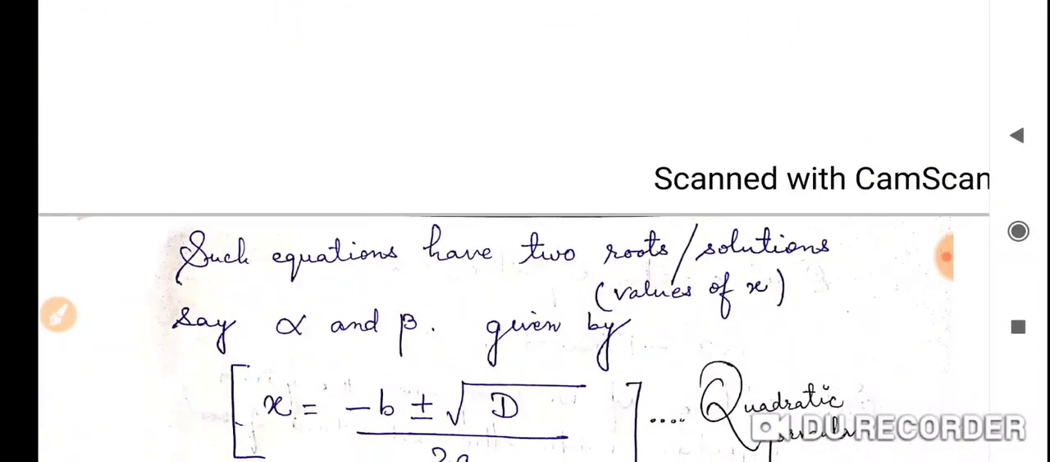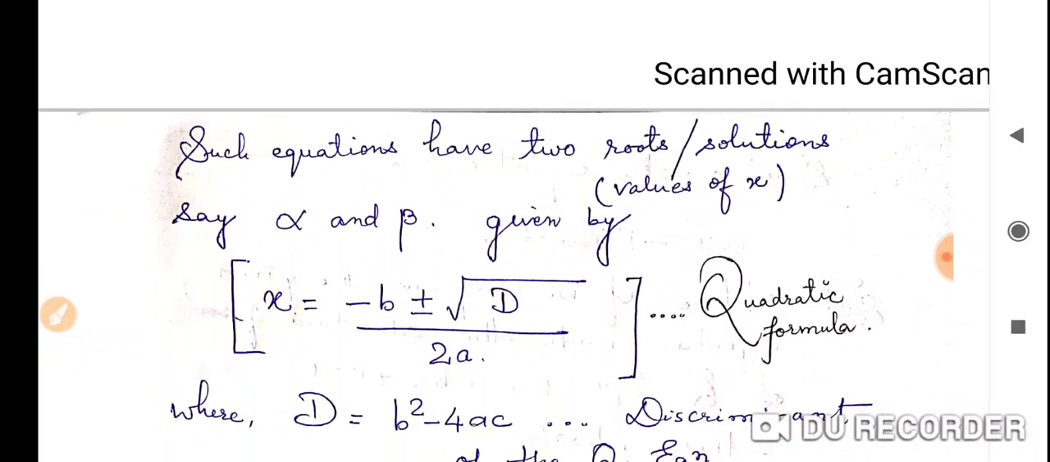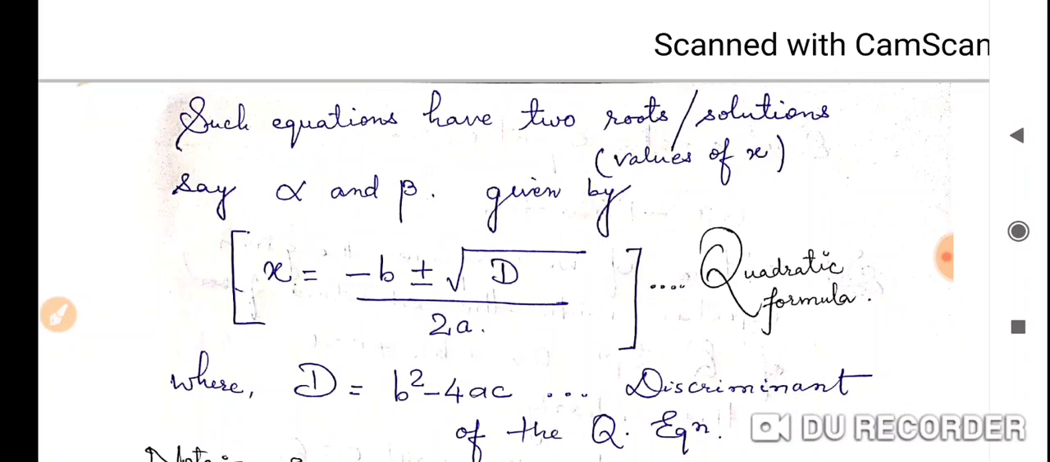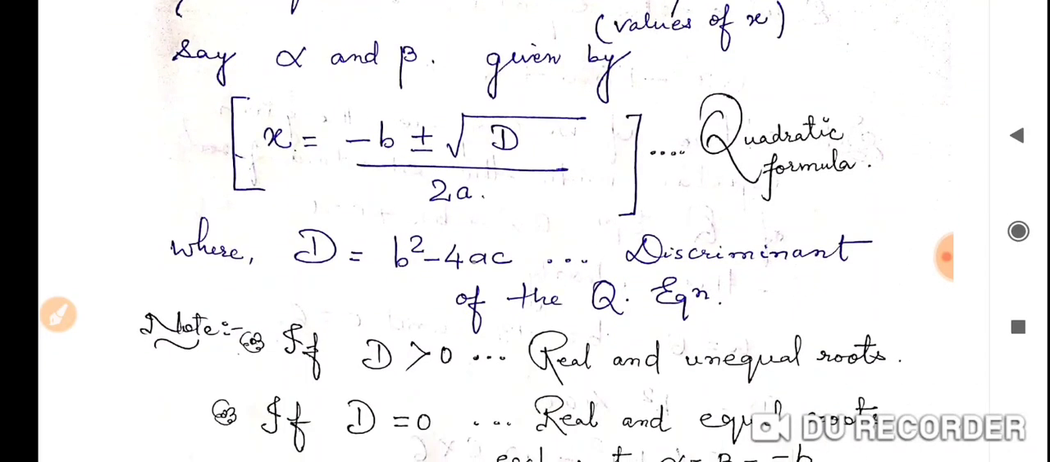Such equations have two roots or solutions or values for x. They are sometimes called zeros, say alpha and beta. These are given by the quadratic formula: x equals minus b plus minus square root of d divided by 2a, where d equals b square minus 4ac, called the discriminant of the quadratic equation.